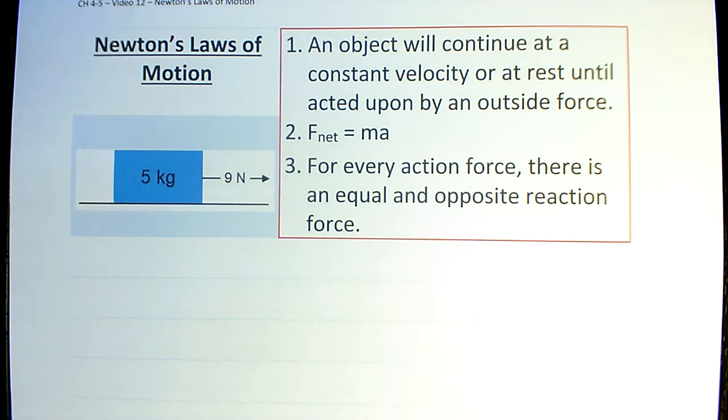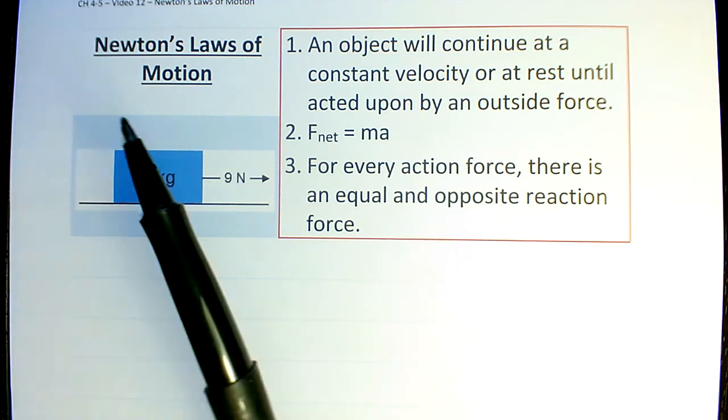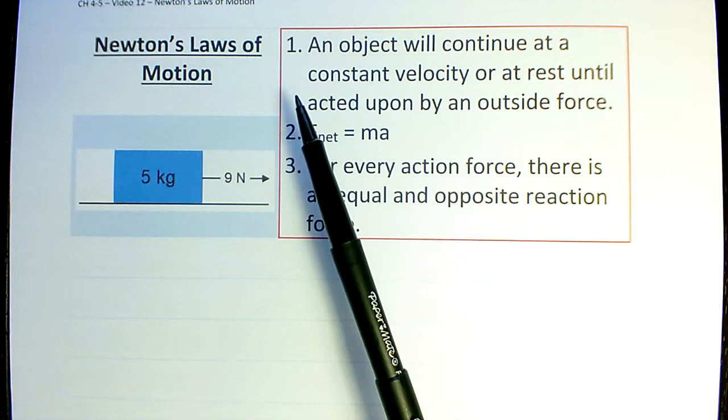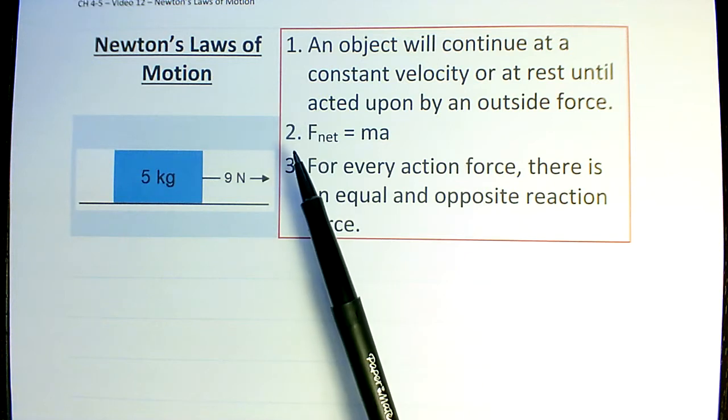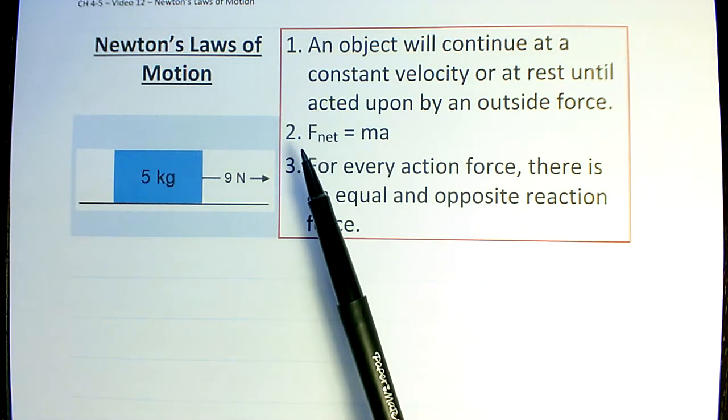This is the first video in chapter 4-5, part of the course Newton's Laws of Motion. Newton published three laws of motion in, I believe, the 17th century. An object will continue at constant velocity or at rest until acted upon by an outside force.